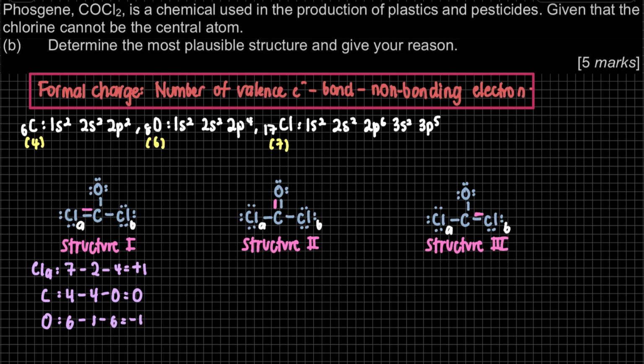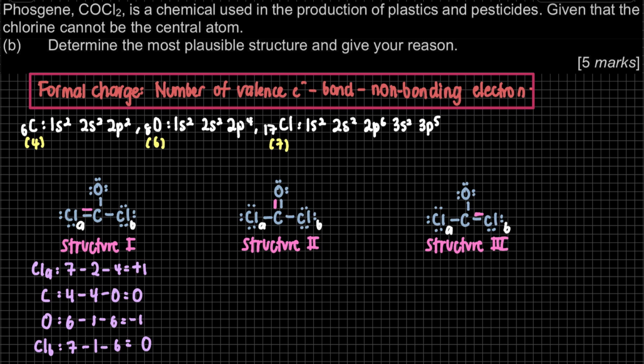Last but not least is chlorine B. Chlorine B has 7 valence electrons. But how many bonds for chlorine B? Chlorine B only has 1. Minus 1. How many non-bonding electrons? Non-bonding 1, 2, 3, 4, 5, 6. So minus 6. Hence we get 0.